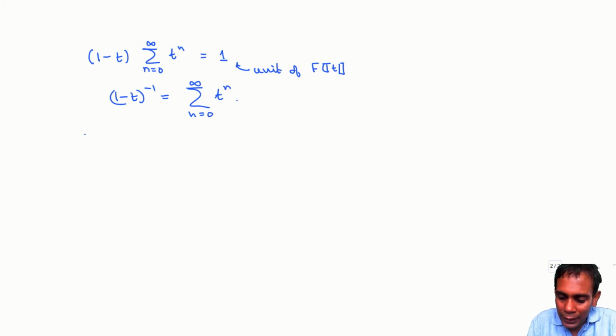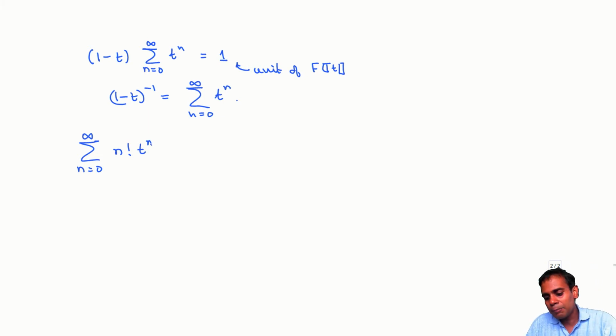Another example of an element in the ring of formal power series is summation n goes from 0 to infinity n factorial t^n. This is a perfectly valid example of an element of the ring of power series, even though if we were working over real numbers, this would not converge for any non-zero value of t.